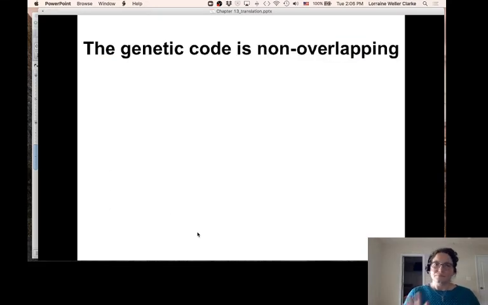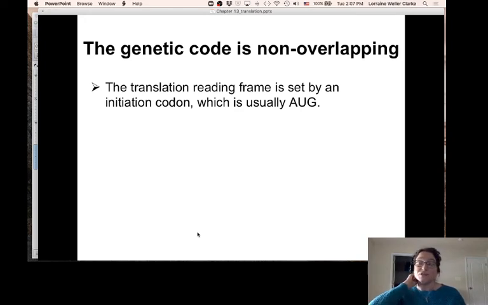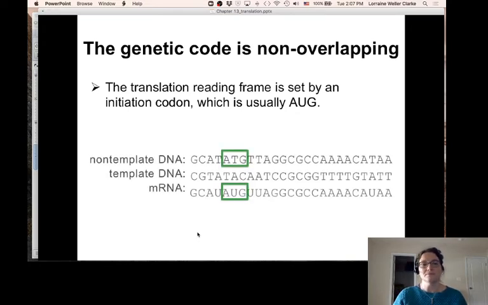All right. The genetic code is also non-overlapping. We covered this a little bit before, but the translation reading frame is usually set by an initiation codon. Remember that the mRNA that comes out also contains the promoter. The promoter generally is not AUG, but the actual start of where the gene is marked is generally marked by AUG. Some other locations can be marked as start codons, but they're rarer. But usually AUG is the start.